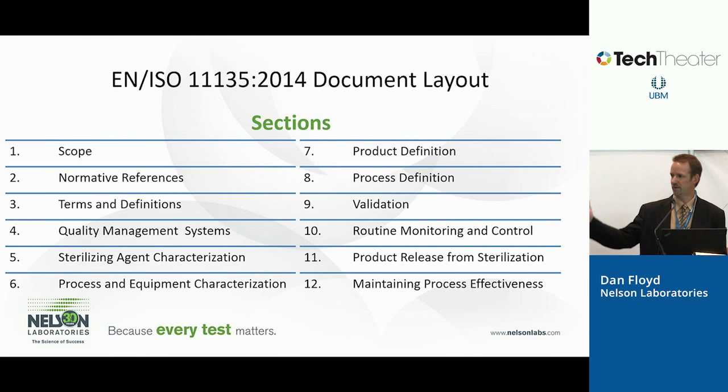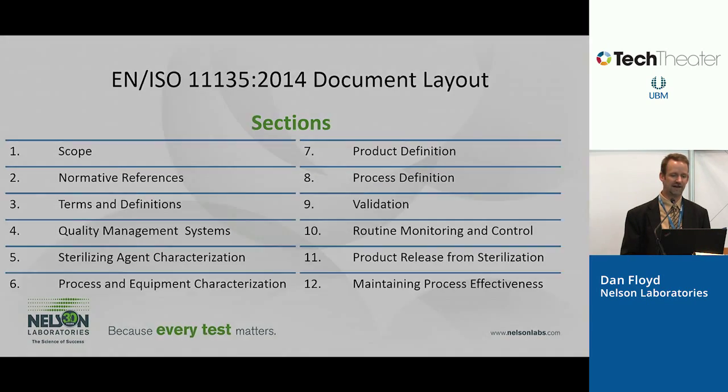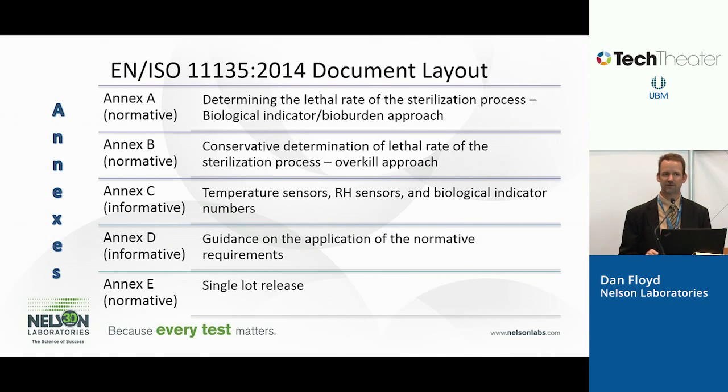So the document's broken up into 12 different sections. They've organized it a lot better than it was in the previous version. So it goes through all these different ones, makes it a little easier to read. We'll go through some of the changes that happened to all of those. There's also a lot of different annexes, and some of them are guidance, some of them are informative where you don't have to meet them. If you look at Annex C, the number of temperature sensors, BIs, things like that required for your validation cycles, that's considered informative. It's not a requirement to meet those exactly, although most people will go off of that.